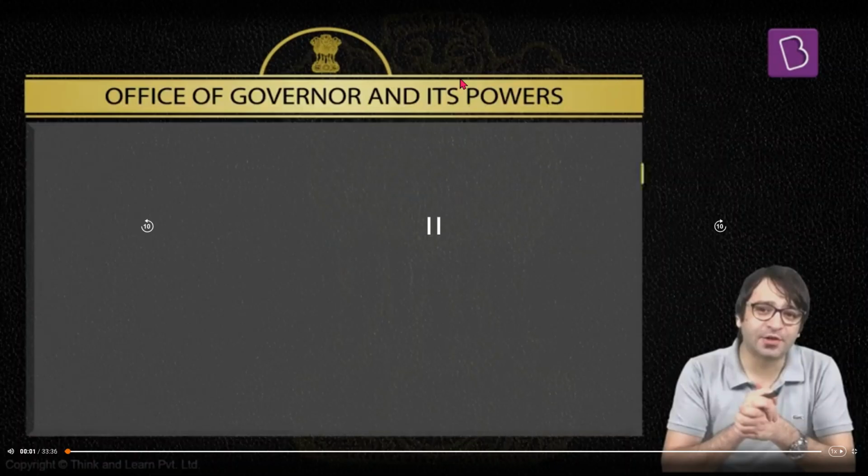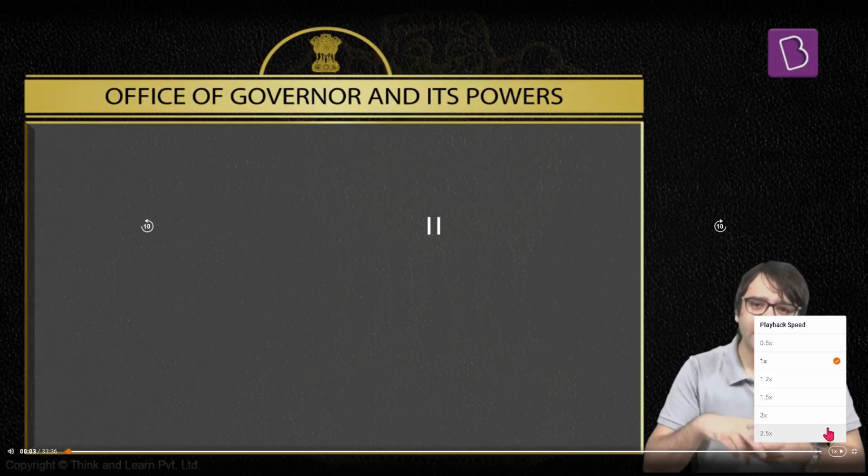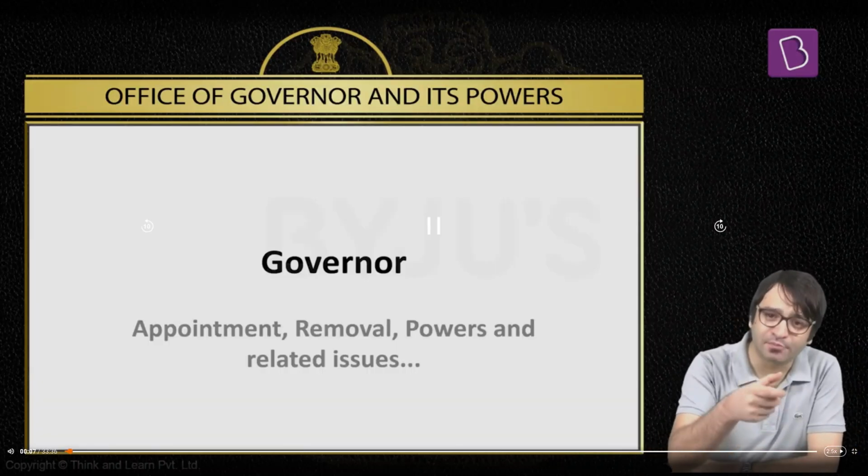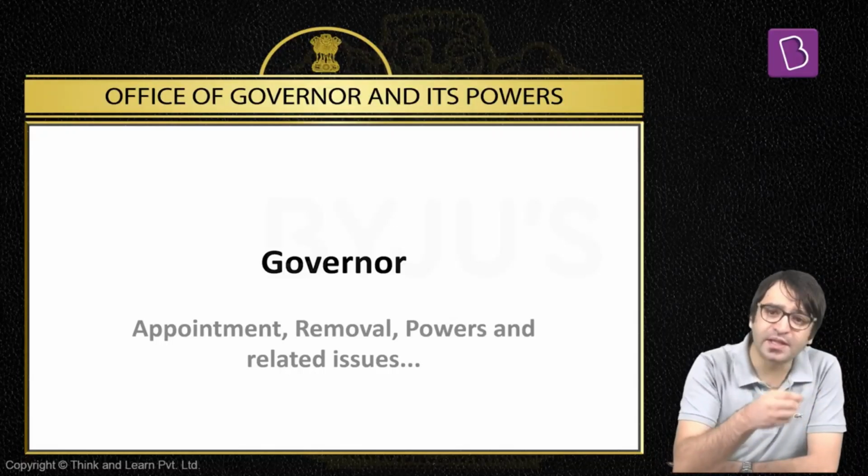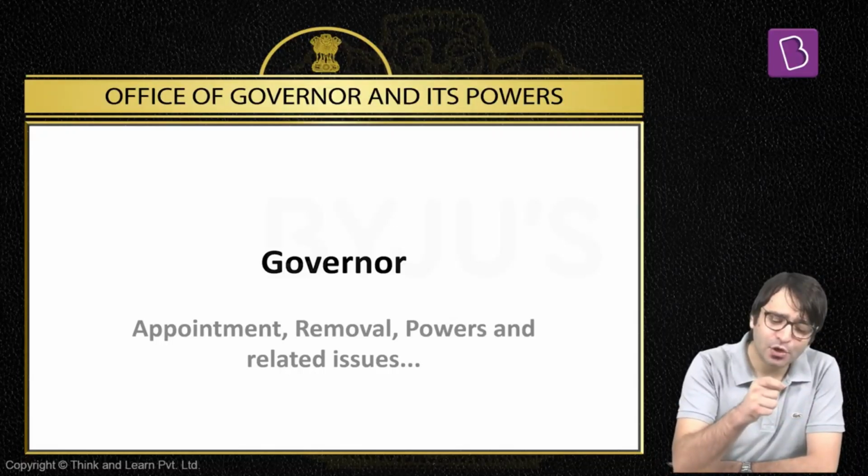Now let us look at the office of governor. Who is a governor? How the governor is appointed? What are the qualifications in order to be appointed as the governor of a state? What is the tenure of a governor? What are the powers and responsibilities and roles of a governor? Should the office of governor continue?